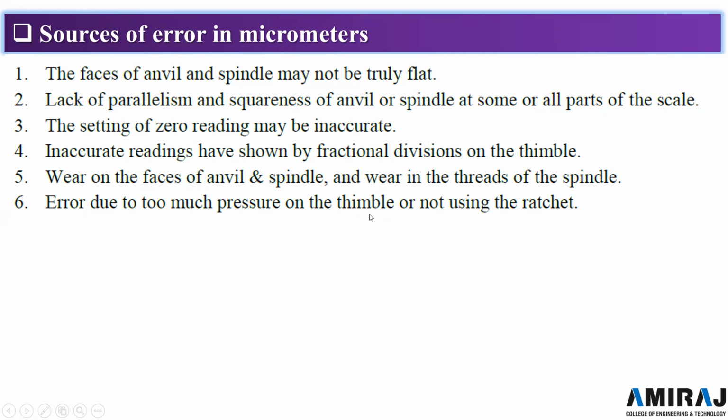And error due to too much pressure on the thimble or not using the ratchet. Basically the ratchet is provided so that it knows when the spindle or anvil is in complete contact with the workpiece and there is uniform pressure, and it stops at that particular position. But if we don't use the ratchet or we apply too much pressure on the thimble, then there will be error in the measurement. So these are the various sources of error in a micrometer.